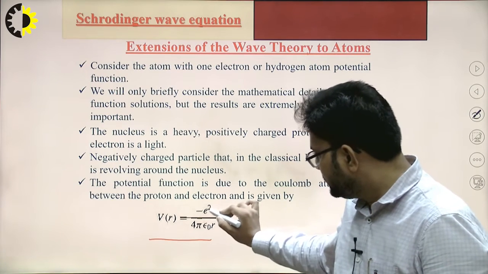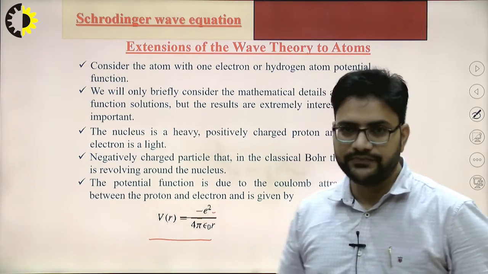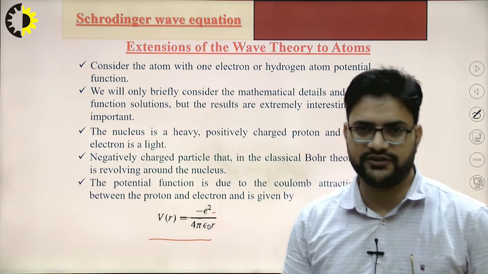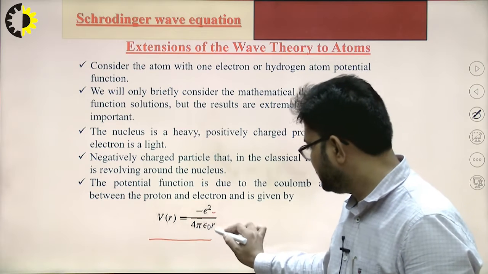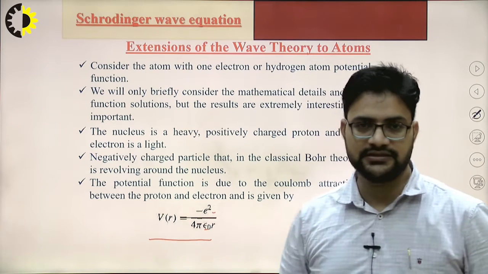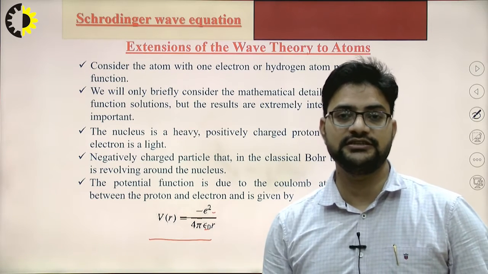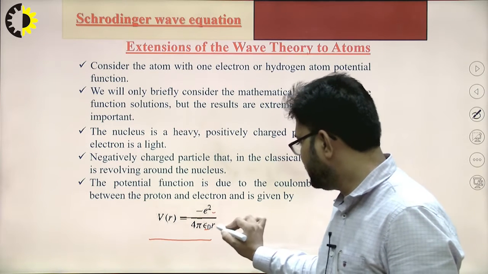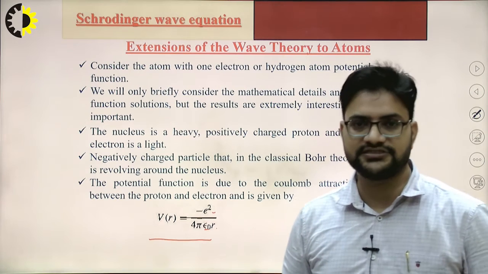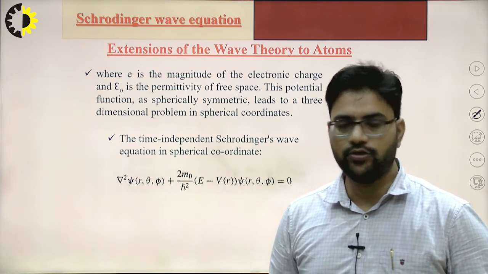Here e is the charge on an electron, which has the value 1.6 into 10 raised to power minus 19 coulomb, epsilon naught is the permittivity of free space, and r is the radial distance.